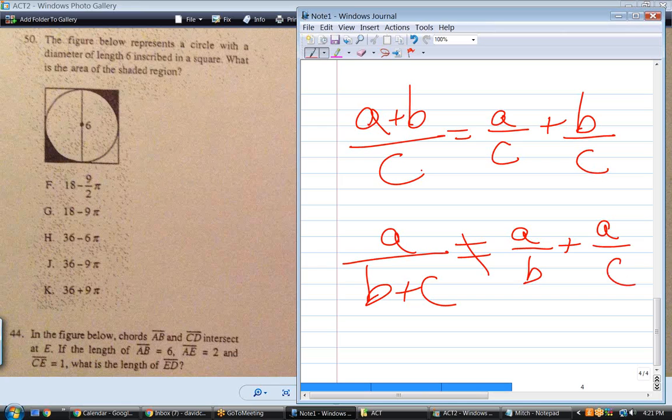See the difference? In the top, there's only one term in the denominator. Bottom, there's two terms. The moment you have more than one term, and it's being added or subtracted, you cannot split it up into fractions.